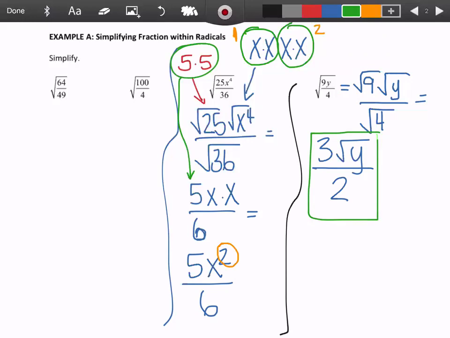All right, and now you can try some of those division property of square root problems on your own.